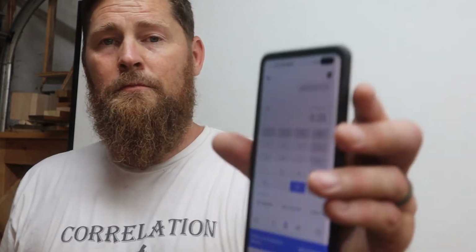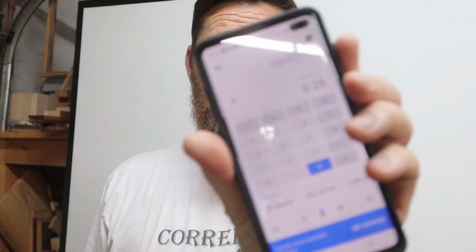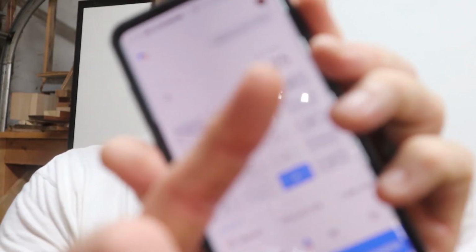Okay, Google, what's 0.5 times 0.5? The answer is 25. Nope. Okay, Google, what is 0.5 times 0.5? The answer is 0.25. You guys can't see that. I don't know why. It's right here.